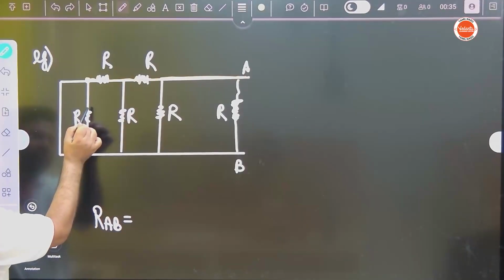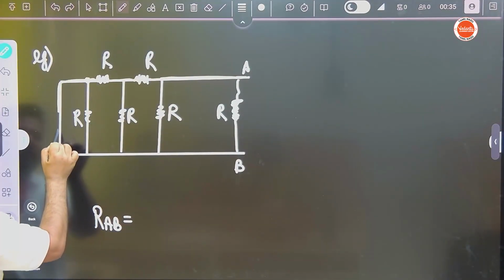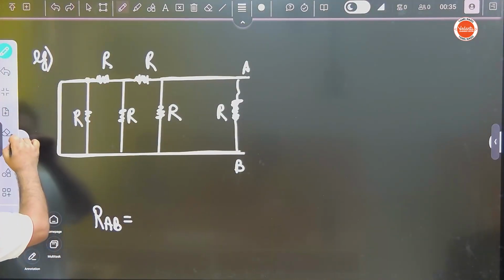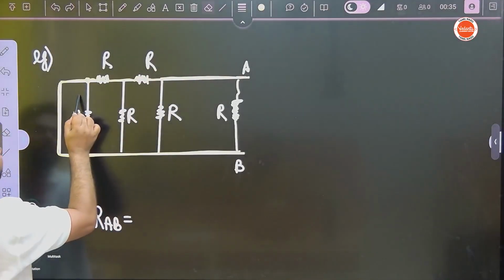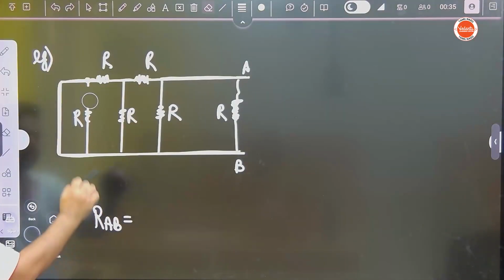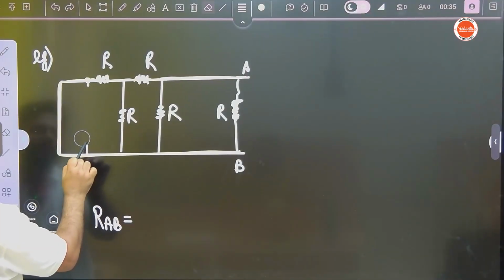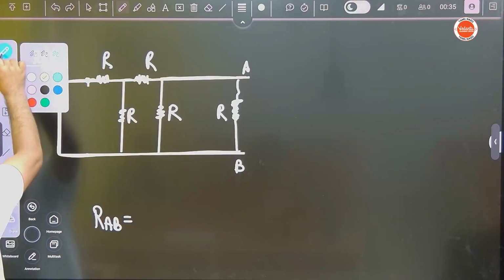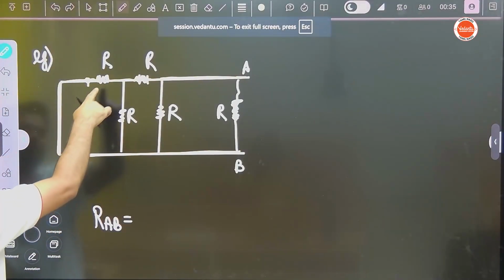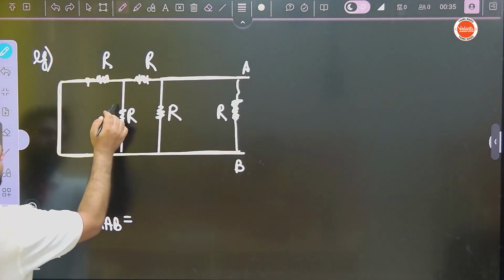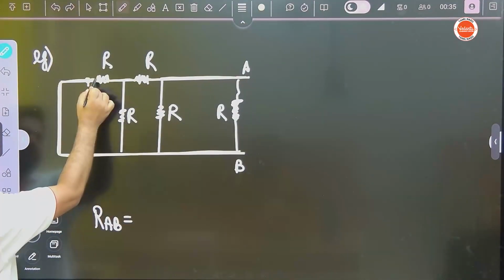So it will not go in this resistor, it will go like this. So no current will go through this resistor. If no current is going through this resistor, you can delete this resistor. You can perfectly delete it like this. Now our figure, see, this is R and this is R. It is like this now. See, this R and this R in parallel.